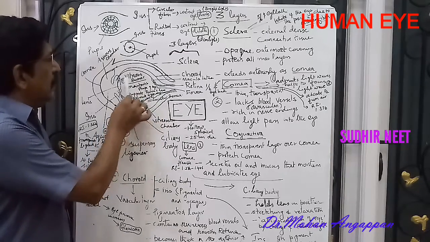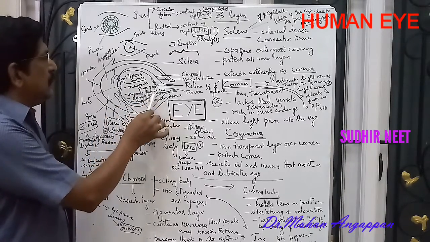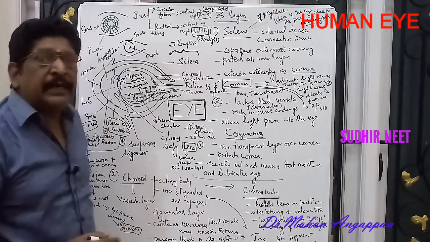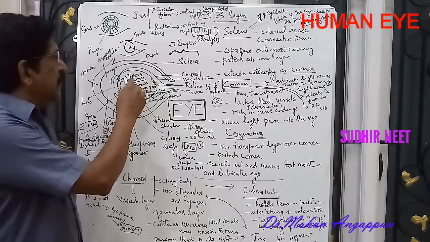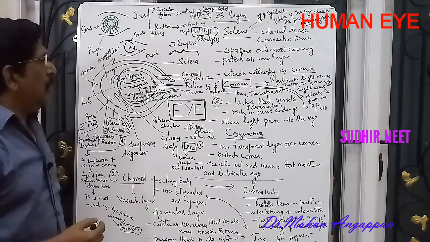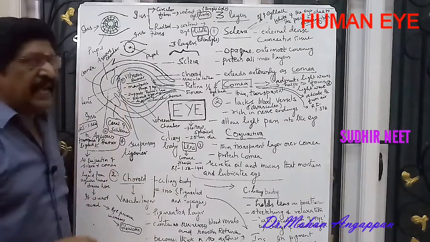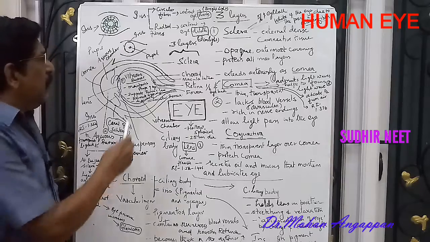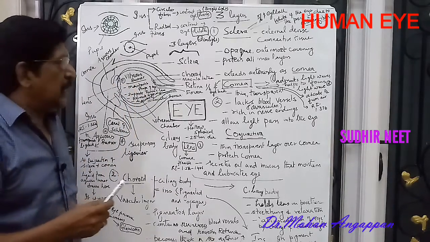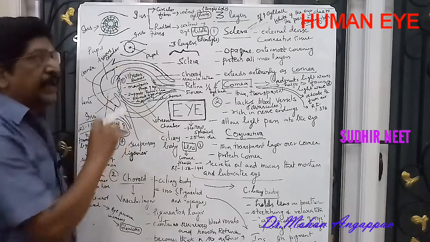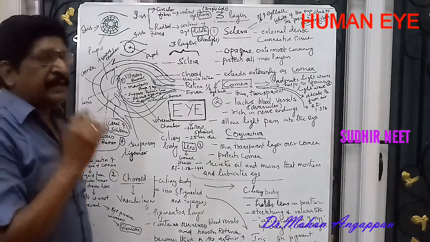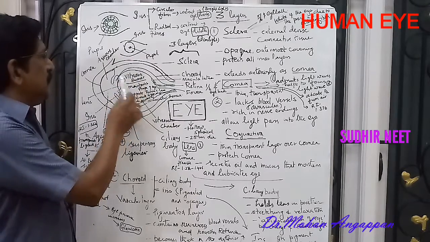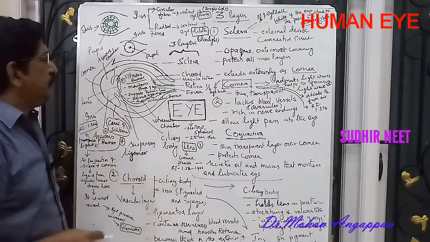Then this portion between the lens and retina, you get another chamber, the vitreous chamber, that contains another liquid or semi-liquid, jelly-like vitreous humor. What is the function of the vitreous humor? Number one, it maintains the shape of the eye. Number two, it supports the lens and retina.